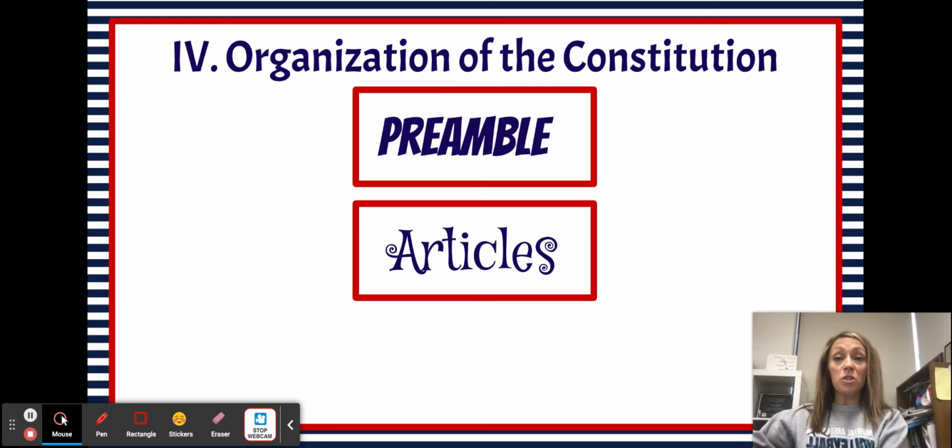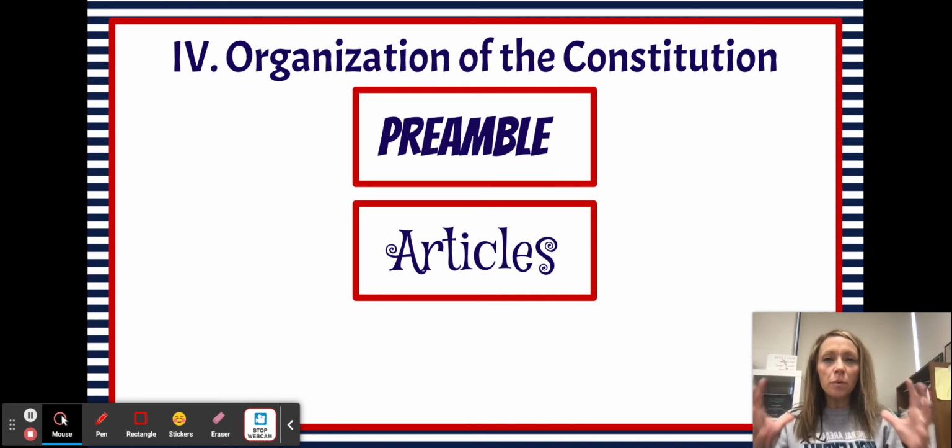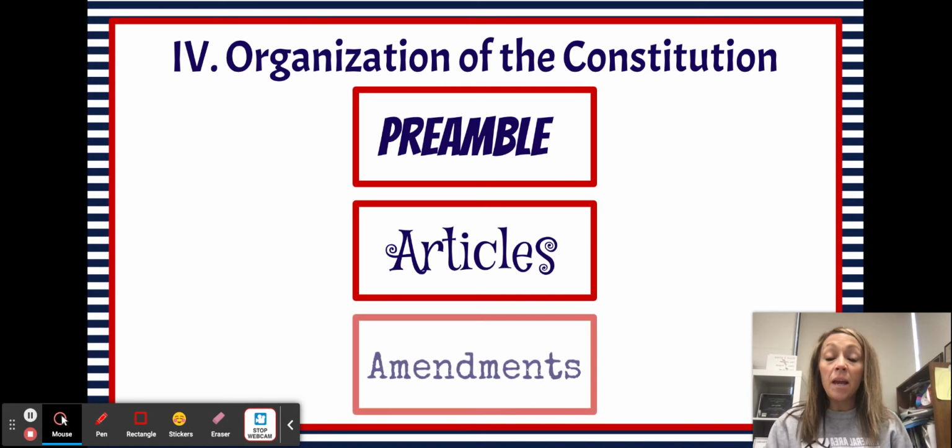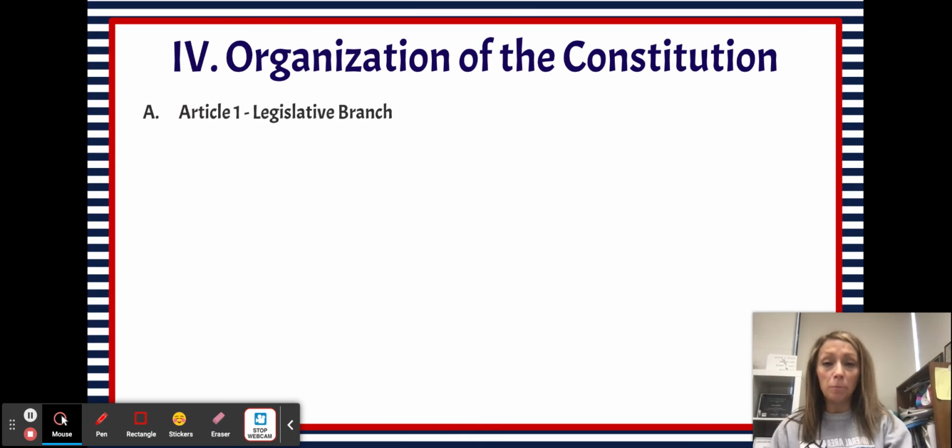We've got Article 1, which tells us about Congress, Article 2 about the executive branch, Article 3 about the judicial branch. So that's really the meat of the Constitution. And the last part, of course, are the amendments, and we have 27 constitutional amendments. The first 10 we know are the Bill of Rights, and they were all ratified at the same time. We'll look at the amendments in a later video.